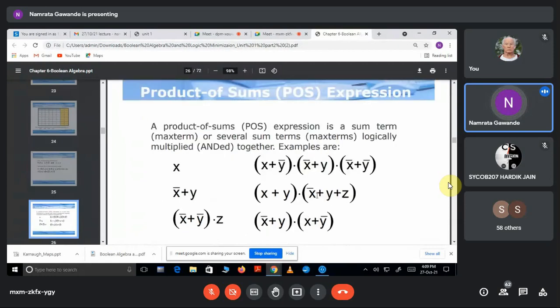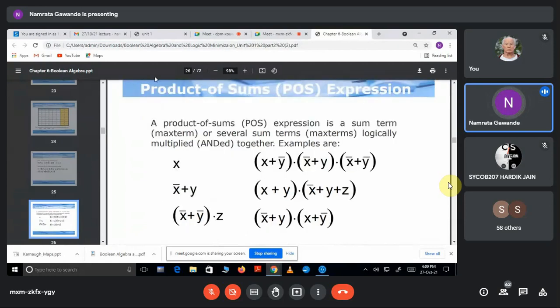Now next is the POS form. POS is known as the product of sums. It is the reverse of SOP. In the SOP, we used the min term; in the POS, you have to use the max term. So the product of sum expression is a sum term, that is the max term, or several sum terms, max terms, logically multiplied together.